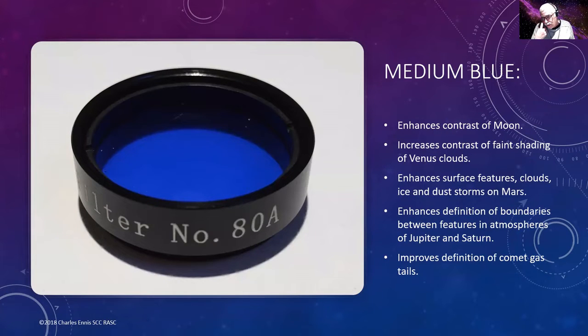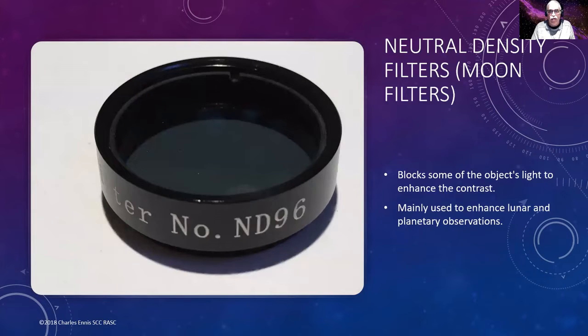Medium blue enhances contrast of the moon. It increases contrast of faint shading on Venus's clouds, enhances surface features, clouds, ice, and storms on Mars, enhances definition of boundaries between features and atmospheres of Jupiter and Saturn, and it improves definition of comet gas trails.